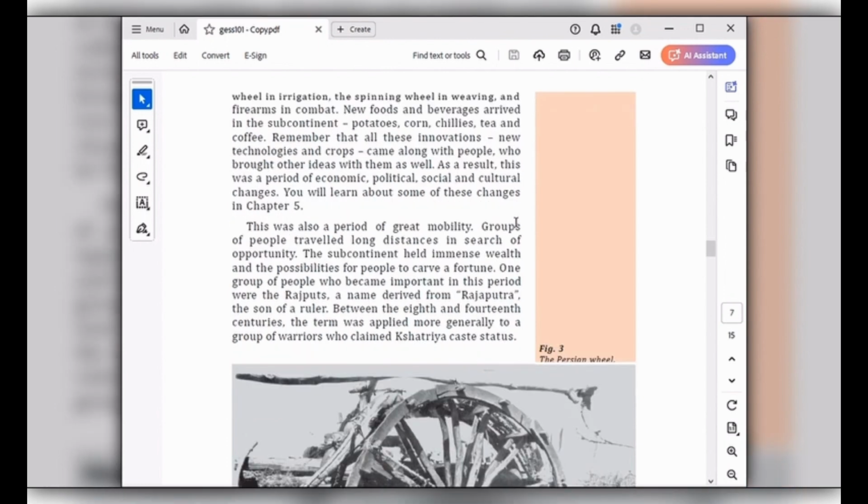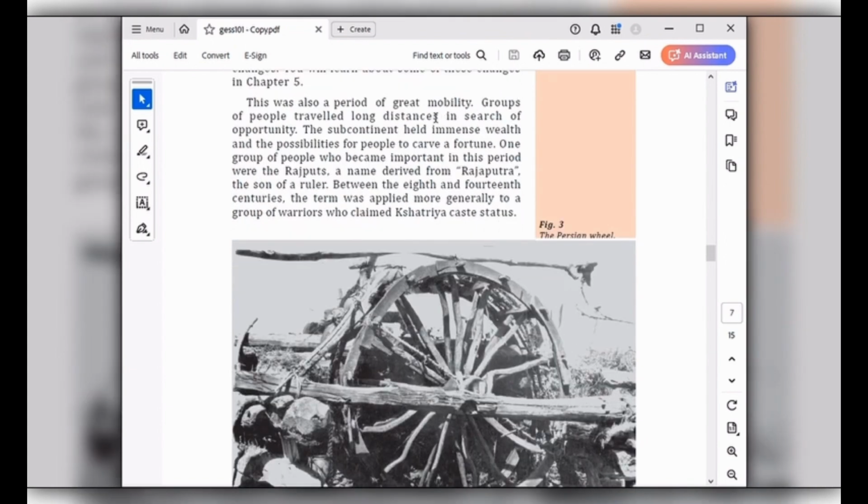This was also a period of great mobility. Mobility is to move from one place to another. Groups of people travel long distances in search of opportunity. The subcontinent held immense wealth and the possibilities for people to carve a fortune. One group of people who became important in this period were the Rajputs, a name derived from Rajaputra, the son of a ruler. Between the 8th and 14th centuries, the term was applied more generally to a group of warriors who claimed Kshatriya caste status.